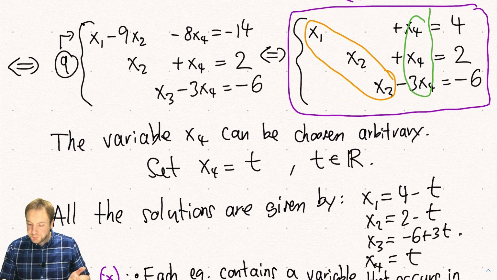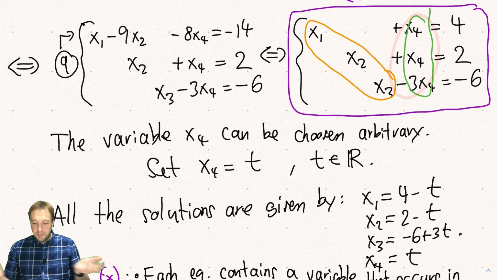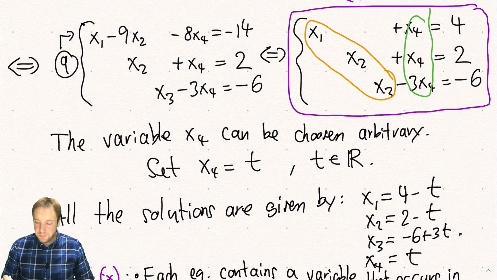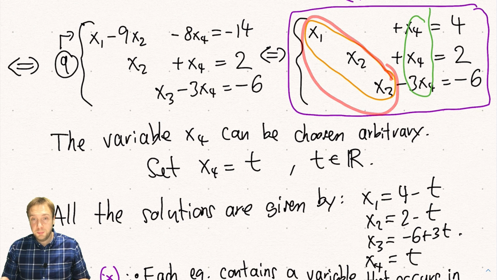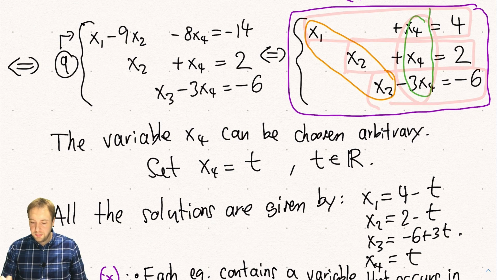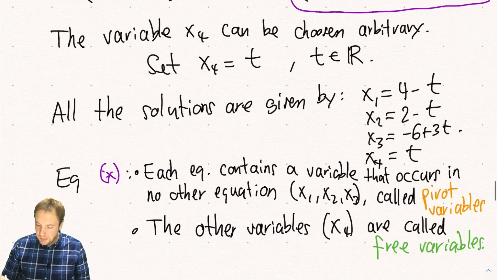And in general, the free variables can be chosen arbitrary. So in this case, we just have one free variable, but it could be that there are several free variables, and then we can say that one has the value t1 and the other is t2. And then depending on these free variables, we can get a value for these pivot variables by solving these equations using these free variables, like we did here.